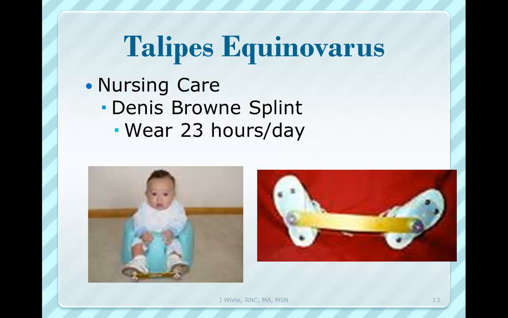Dennis Brown splint. As I said, some children may be casted for a while and then convert to the Dennis Brown splint. Others would be just in the Dennis Brown splint. I personally, as a nurse, prefer the casting. The reason for that is when we first put the Dennis Brown splint on the child, these are shoes attached to a bar. It holds the legs in a certain position, which may not be the position of comfort for the baby. When the baby's in a position he doesn't like, he cries.